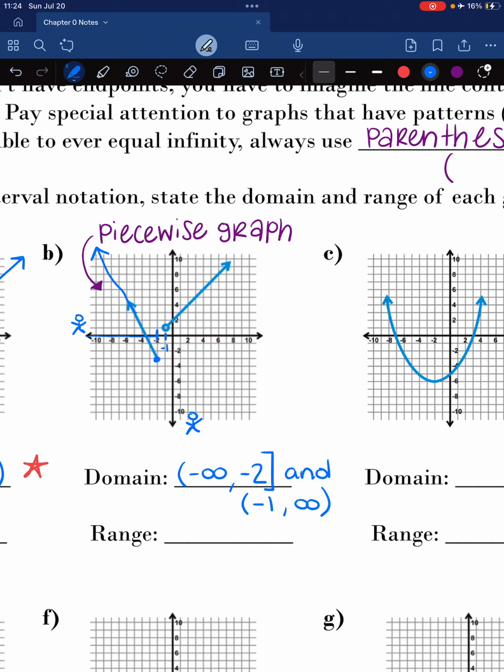Okay, range. Careful with that gap again, but let's just see. We go up and up and up, and this is where I start seeing the function. That's at -3. It's a closed dot.